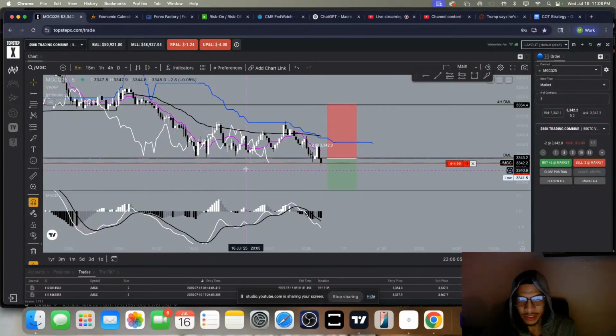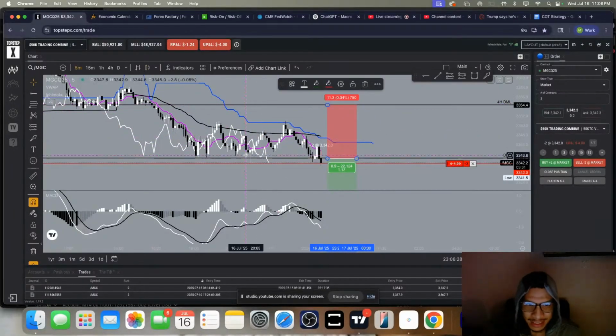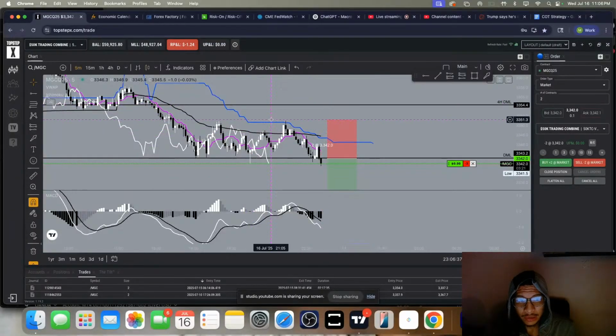1, 2, 3, 4, 5. Look at how many touches it gave me here. And now we're finally breaking. The reason I said I wanted to wait till candle close is because we broke on this candle, but then we corrected, which is why I'm comfortable putting my stop loss here, because even though it broke here and corrected, I would have gotten stopped if I took this entry right here.